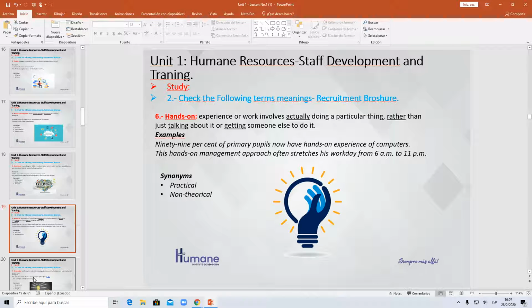When we're talking about hands-on, we're talking about an experience or work that involves actually doing a particular thing rather than just talking about it or getting someone else to do it. Examples of sentences using this term could be: 99% of the primary pupils now have hands-on experience with computers. This hands-on management approach often stretches its workdays from 6 a.m. to 11 p.m. Hands-on is something that's not theoretical. It's practical, like you can handle with your hands and put in action what you have learned and figure out how it works.